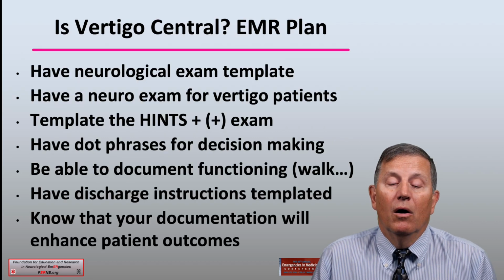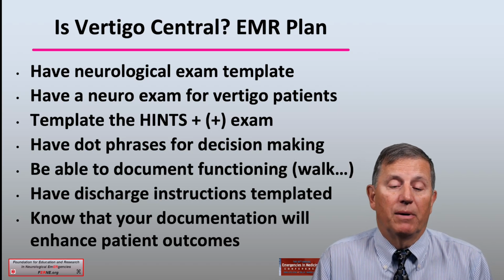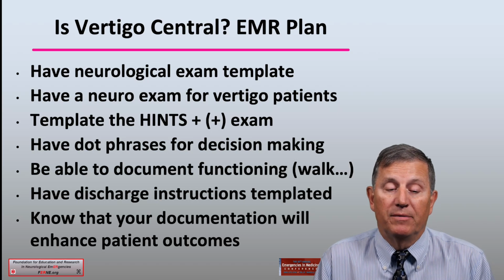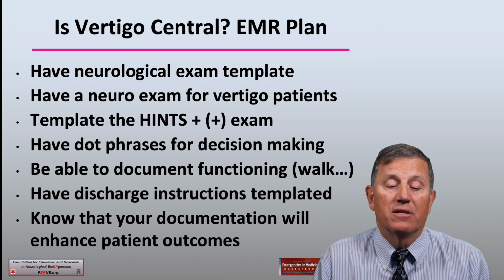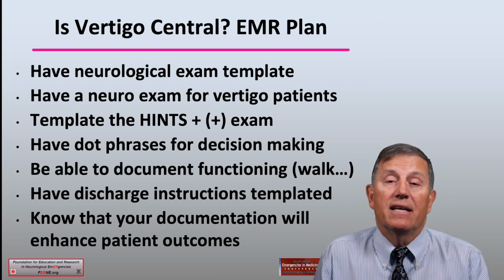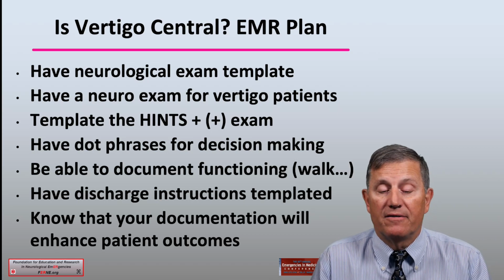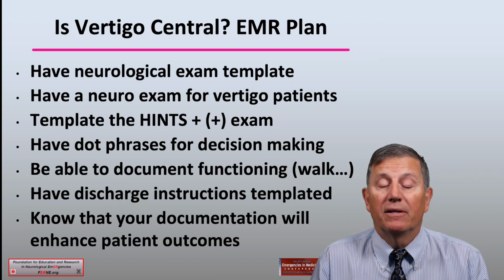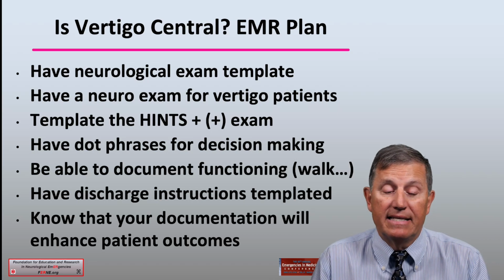So, is the vertigo central? What is our general EMR documentation plan? Have a neurological exam template. Have a specific neurological exam for vertigo patients. Include a template that has HINTS++, HINTS plus hearing loss, plus ataxic gait or truncal ataxia. Have dot phrases for decision making. Be able to document that the patient is functioning adequately, can walk out of the emergency department, and is able to walk, talk, see, stand.